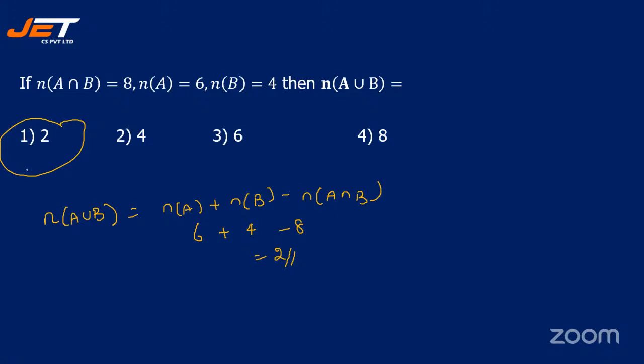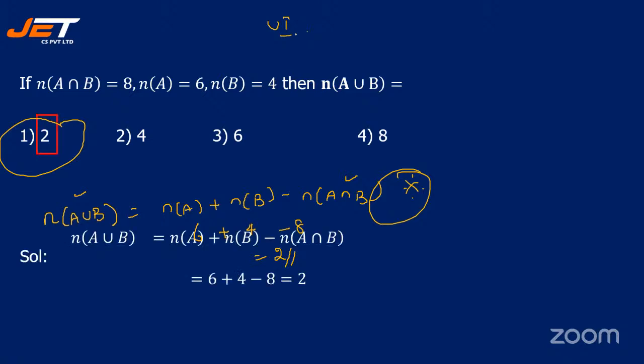All right, so you should not forget this formula, which is very important. Always union will come and then intersection will come, UI. Just remember these letters UI. Union will come and finally intersection will come. All right, see the next question.